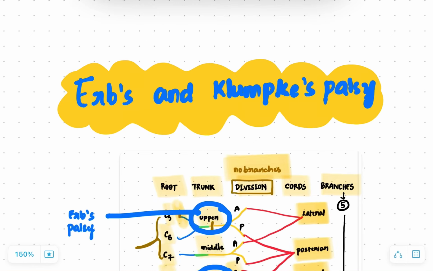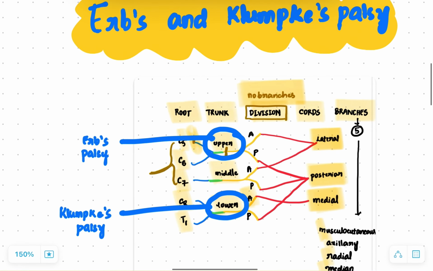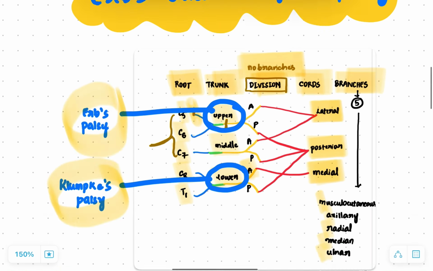Hello everyone, in this video we are going to discuss Erb's and Klumpke's palsy. These are brachial plexus injuries. In the brachial plexus we know it consists of roots, trunks, divisions, cords and branches. Whenever a trunk injury is there, Erb's and Klumpke's palsy will occur. Upper trunk injury will lead to Erb's palsy and lower trunk injury will lead to Klumpke's palsy.